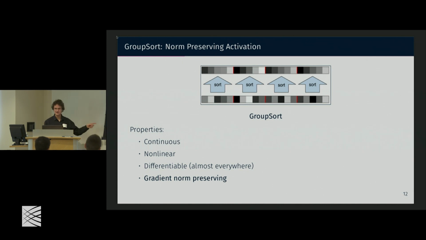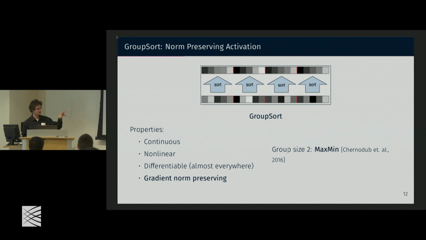And most importantly, it is gradient norm preserving, because all we're doing, both in the forward pass and in the backward pass, is literally just shuffling the units in a deterministic way. And shuffling the units among each other will preserve the norm, in all norms. So this activation satisfies all the properties that we're looking for. Just a special case, if you're sorting pairs of units, we call that max-min, like finding the max of 2 and the min of 2. It was pointed out to us that this activation in this form was actually proposed 4 years earlier by another group doing research in RNNs.